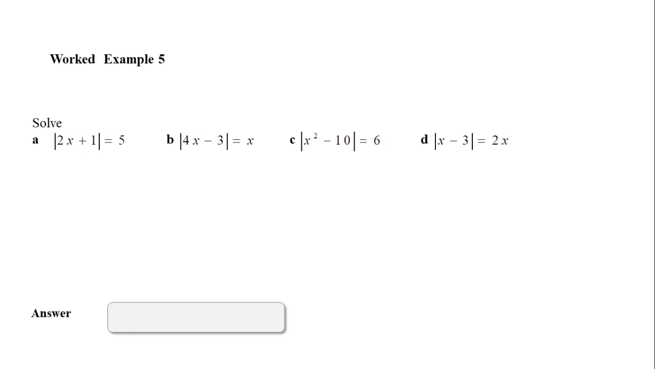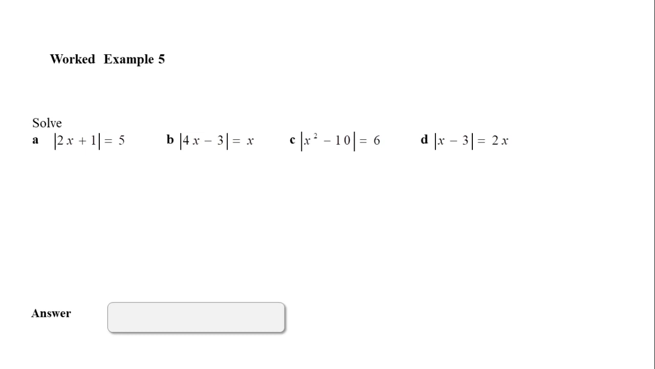Worked example number 5, letter A. I have the absolute value of 2x plus 1 is equal to 5. How will I solve this? I am going to remove that absolute value sign and make the number on the right side, the 5, positive and negative. I repeat, I am going to remove the absolute value sign and make the number on the right side of the equation positive and negative.